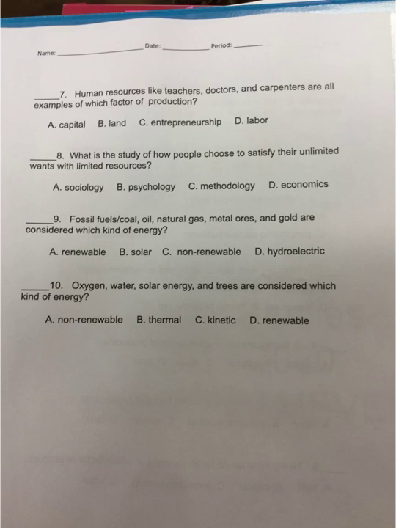Question number seven. Human resources like teachers, doctors, and carpenters are all examples of which factor of production? Is it A, capital, B, land, C, entrepreneurship, or D, labor? Question number eight. What is the study of how people choose to satisfy their unlimited wants with limited resources? Is it A, sociology, B, psychology, C, methodology, or D, economics?